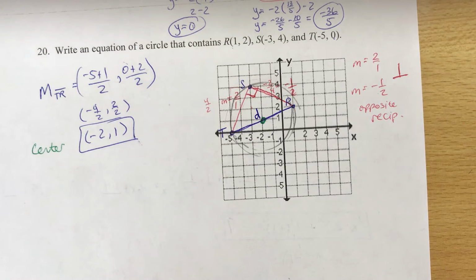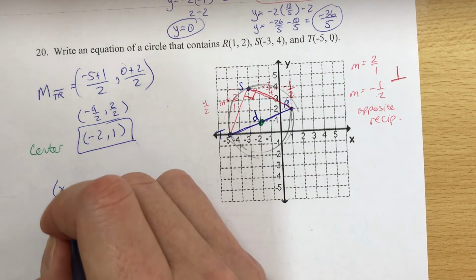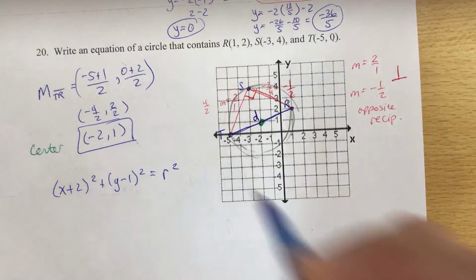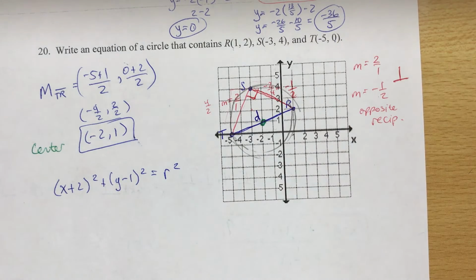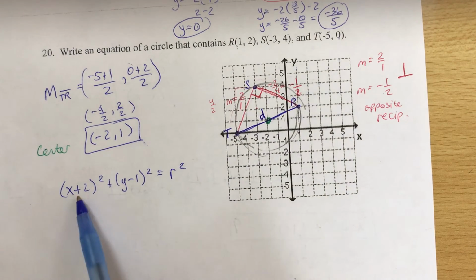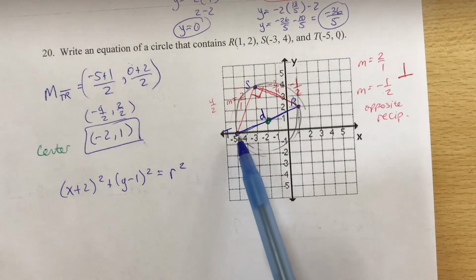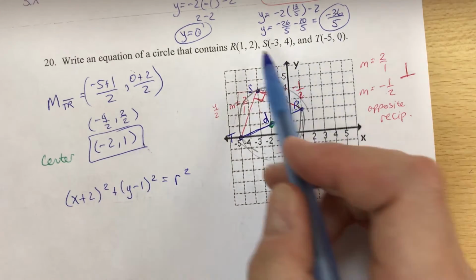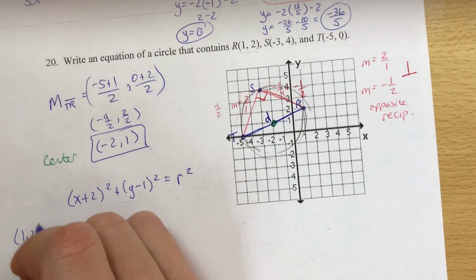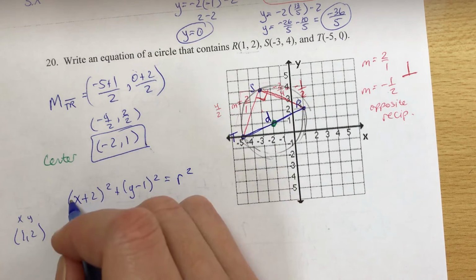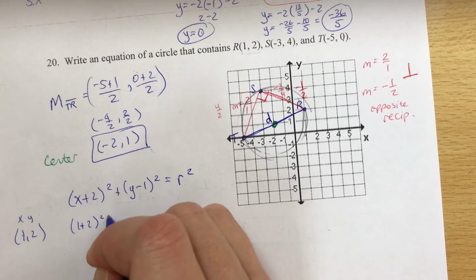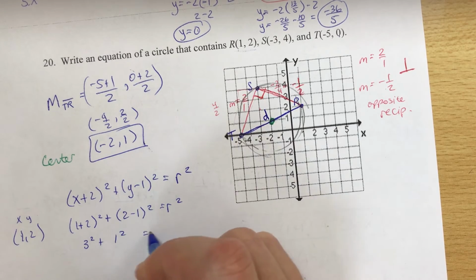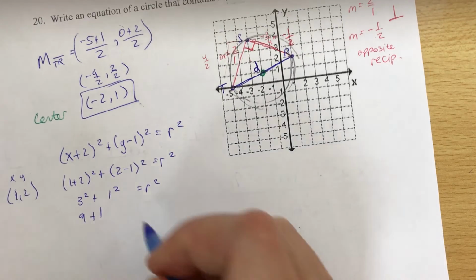There's the center. Well, that means that I can say x plus 2 squared plus y minus 1 squared equals r squared. So we're missing the radius squared. Well, all we need is an xy value. We actually have 3 of these. You can use t or s or r. I'm going to use r because it's positive, 1 and 2. So I'm going to use 1 comma 2, where x is 1, y is 2. So I put the 1 in for x. I put the 2 in for y. 3 squared plus 1 squared, that's 9 plus 1, which is 10.